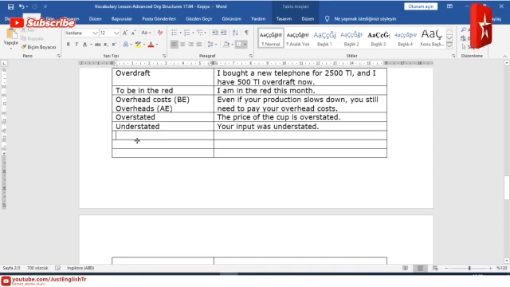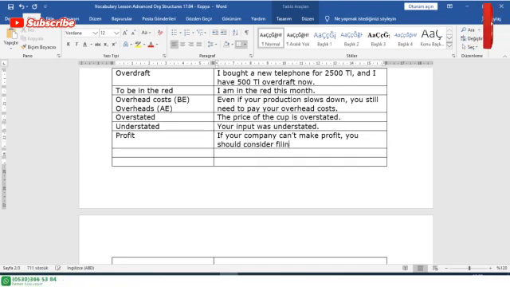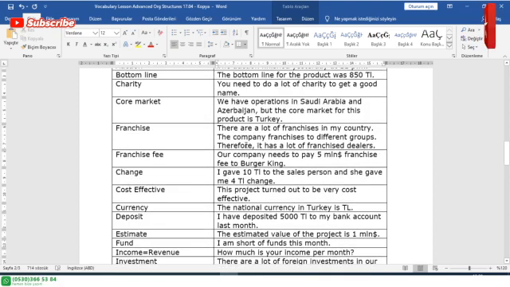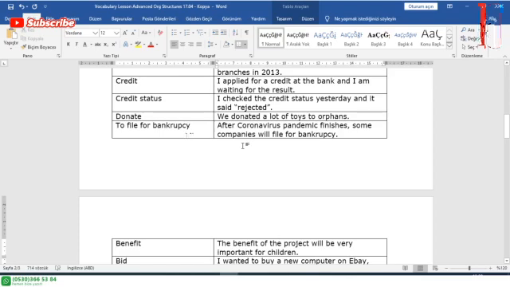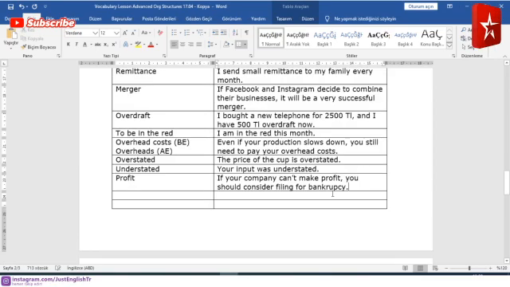The next word is profit. Profit is the money that you make from the business. For example, I start a business with 1000 Turkish liras and I get 2000 liras back. So you should consider filing for bankruptcy. Let me show you where it was. File for bankruptcy. If I want to use this, the project, we spent a lot of money and we received the same money, maybe or a little bit more. Therefore, it was not very profitable.